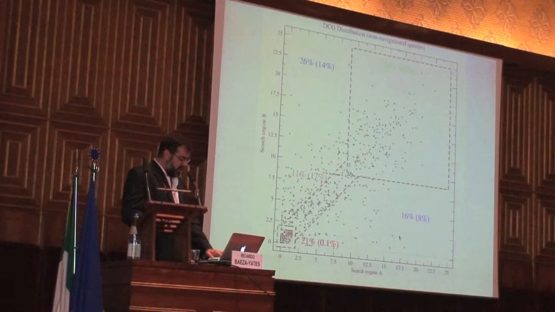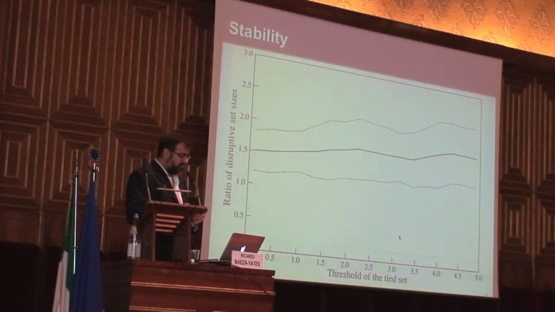So what about stability? If you change these thresholds, things really don't change too much, so it's quite stable. Say you change the width of this diagonal, and then you see that the percentage goes from 2% to 2.5%, so it's not really high. So this is quite robust against these changes. Still, it's based on DCG, and that's the main problem.